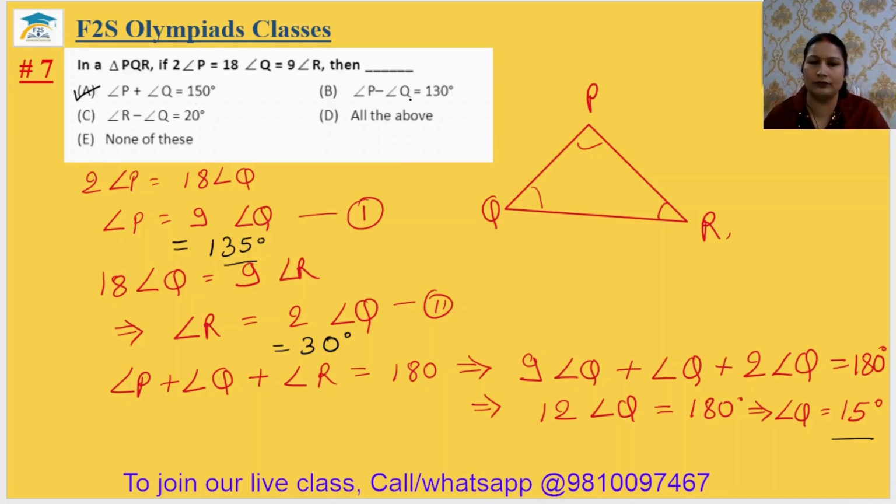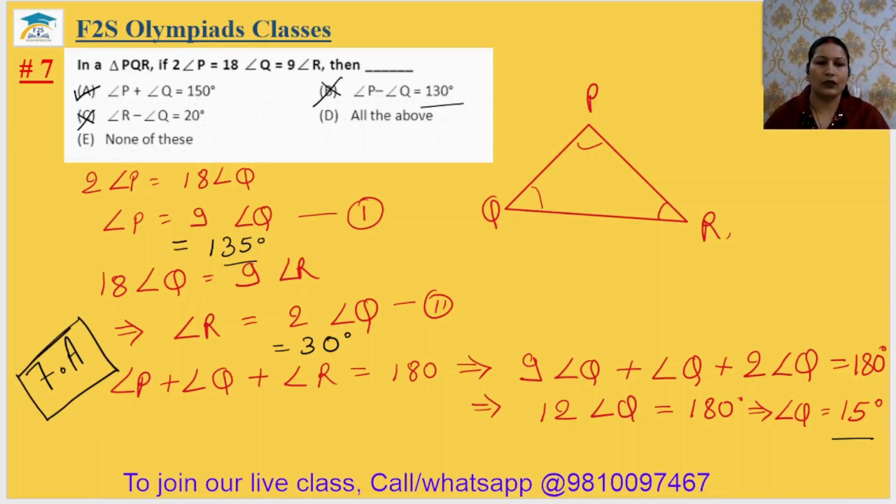You can check option B also. Angle P minus angle Q, 135 minus 15 equal to 120. So it is not correct. Angle R minus angle Q, R is 30 degree minus 15 degree, it should be 15 degree, but it is saying 20 degree. It is also not correct. So the answer will be option A. Seventh answer is option A.